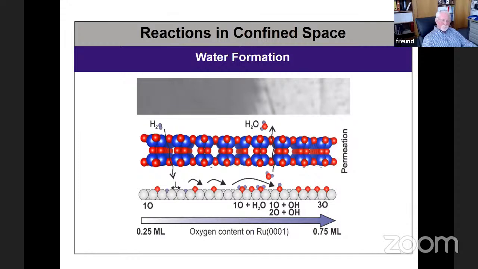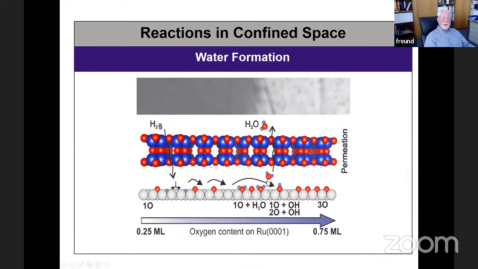What I wanted to show you is we can use this membrane now to discuss very simple reactions. This is a reaction where we diffuse hydrogen through this membrane, and it doesn't have to creep under from the side. And we have oxygens on the surface, and the hydrogen reacts with the oxygens and forms water. And the water desorbs and can actually escape again from the surface.